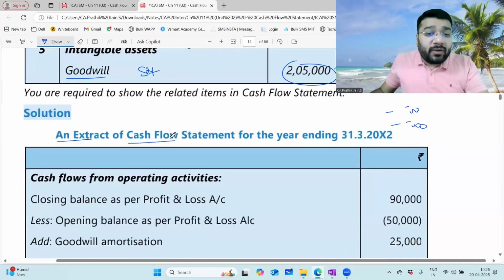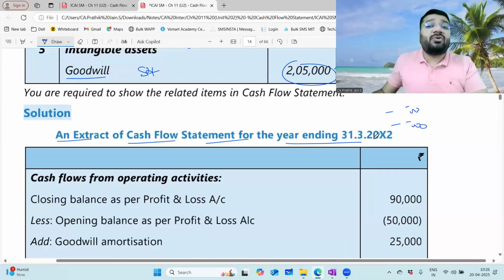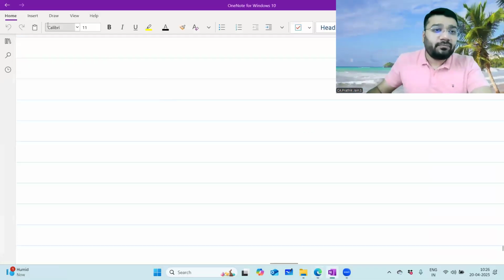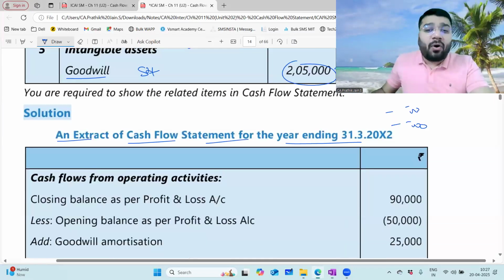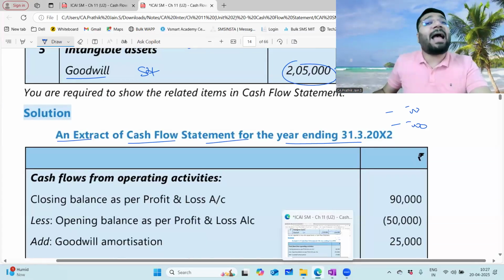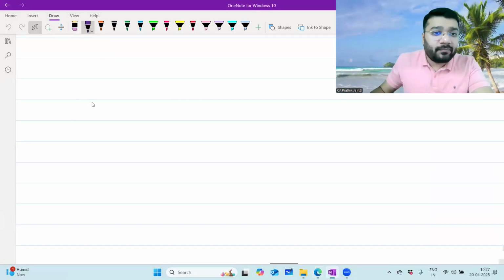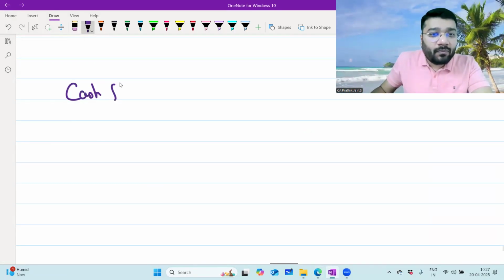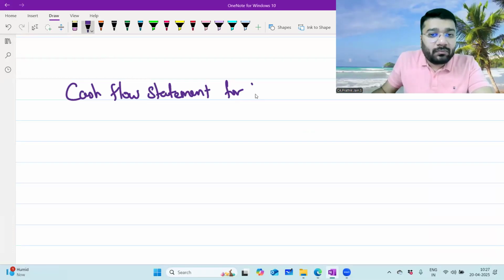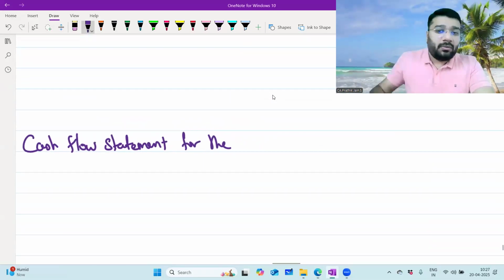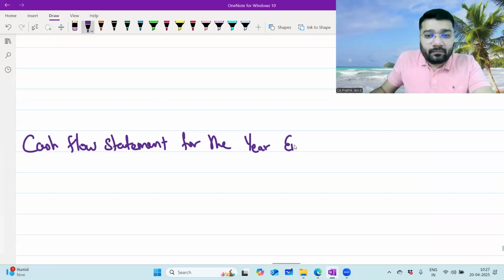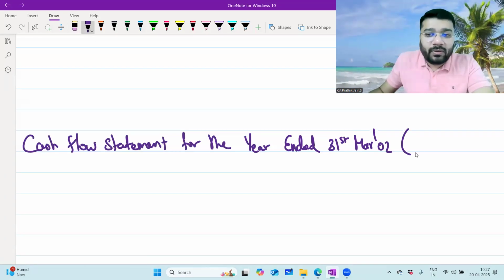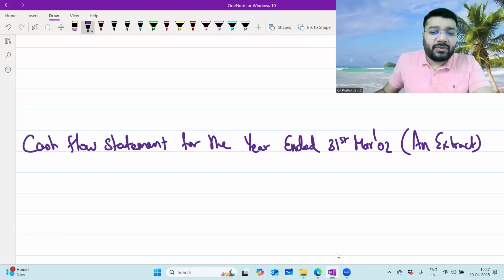So this is an extract of the cash flow statement for the year ended 31st March 2002. Please write it down. Or you can write cash flow statement for the year ended 31st March 2002, and in bracket you can write extract. Both are allowed. Heading, please, after this.